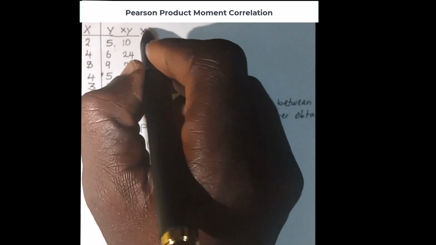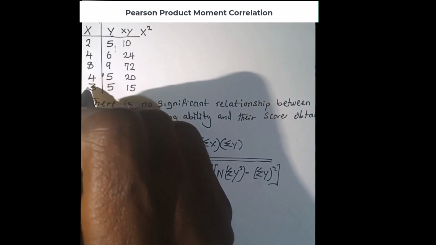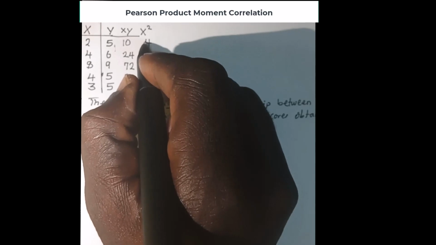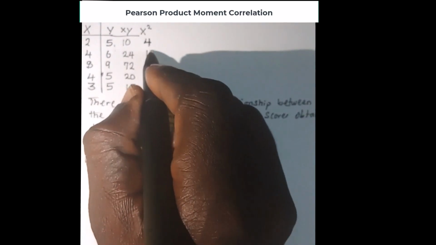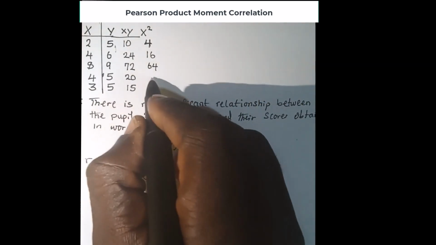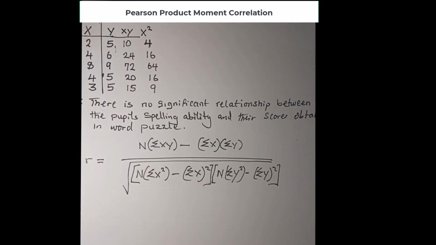Then we need to get the square of each of the variables as well. So we'll have x squared here, meaning multiplying these variables by themselves. 2 squared equals 4, 2 squared equals 4, 4 squared equals 16, 8 squared equals 64, 4 squared equals 16, 3 squared equals 9.